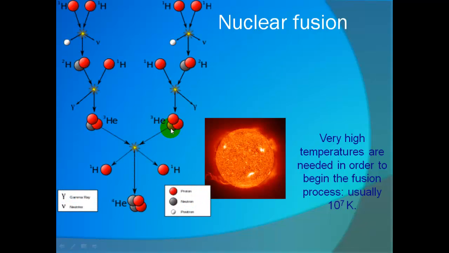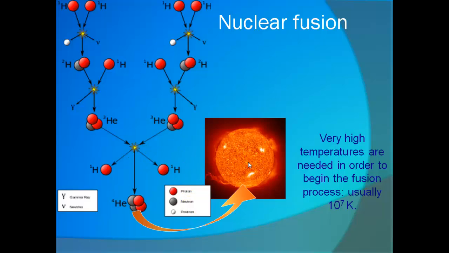We have two hydrogens fused together to produce deuterium, which is a heavy hydrogen. This could, for example, join with another hydrogen and produce two protons and one neutron. This is a light nucleus of helium, helium-3. These two helium-3 nuclei fuse together and make helium-4 and produce two hydrogens. So this is one of the possible stages for fusion to take place. And this happens in the center of the star.